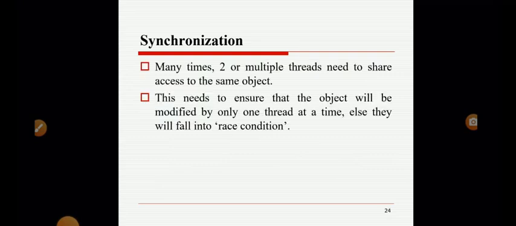Next we are going to synchronization. So what is synchronization? Many times two or multiple threads need to share access to the same object. We need to ensure that the object will be modified by only one thread at a time, or else they will fall into a race condition. If you are using a shared variable, the shared variable or shared object must be modified by only one thread at a time, otherwise it creates an issue. To avoid this, we go for the concept of synchronization.